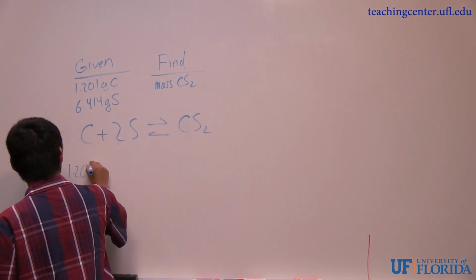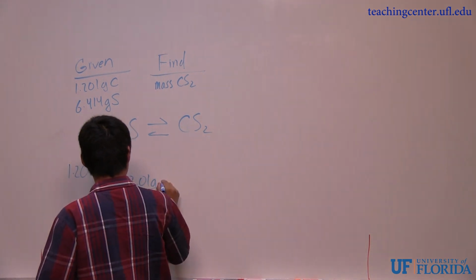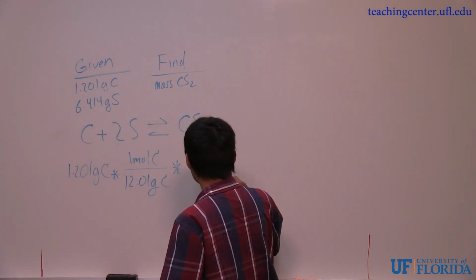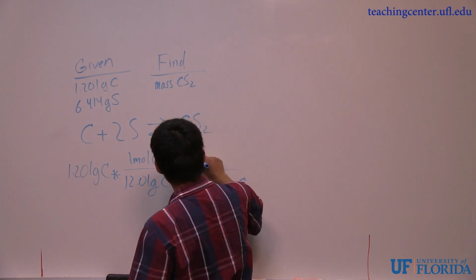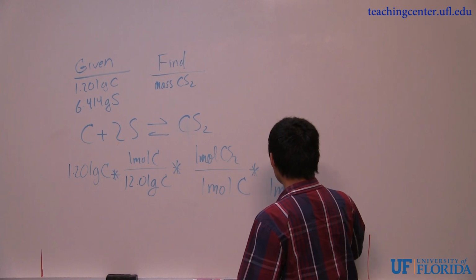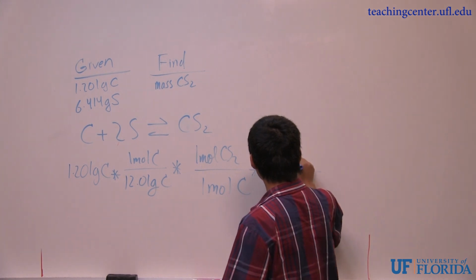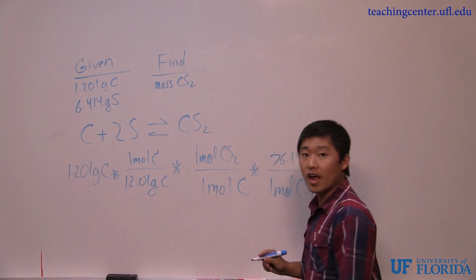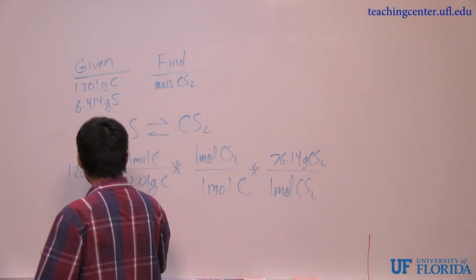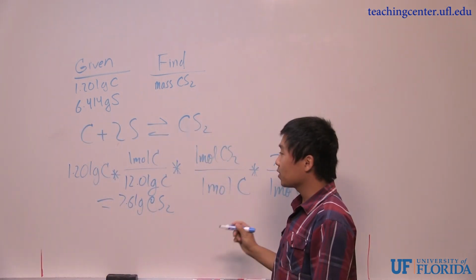So I have 1.201 grams of C, and I can say for every 12.01 grams of C, there's 1 mole of C, times then for every 1 mole of C, there is 1 mole of CS2. And then I can say for every 1 mole of CS2, there is approximately 76.14 grams of CS2. Now, if I do the math, I will find out that I make here around 7.61 grams of CS2.